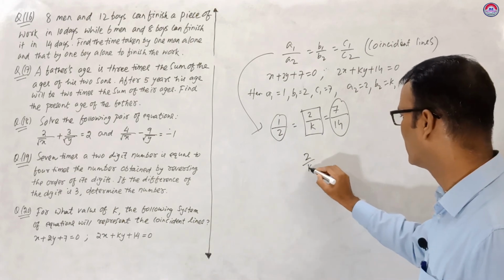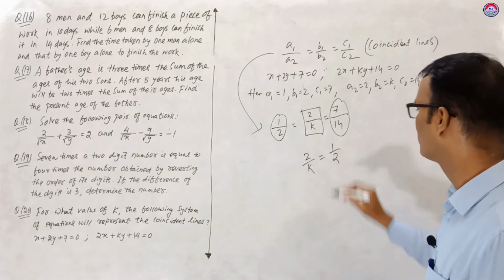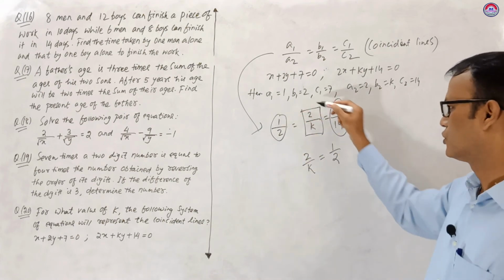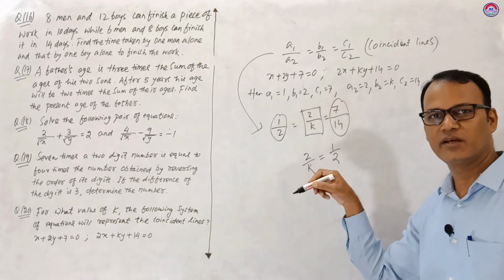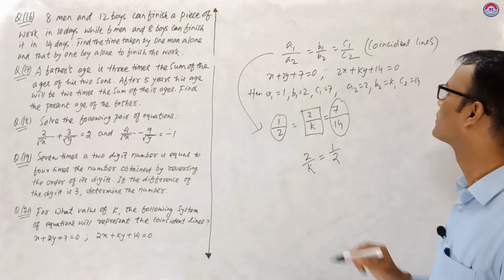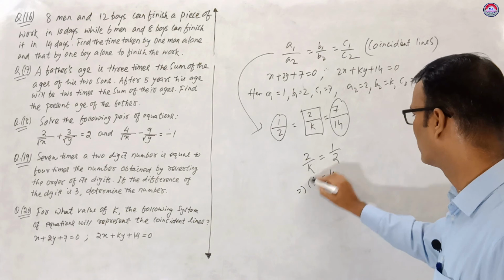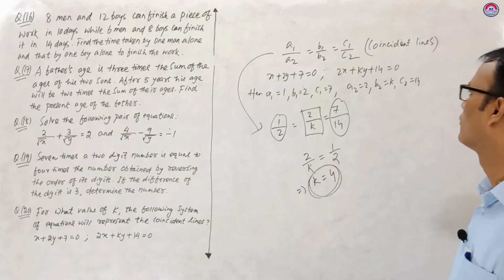So 2 by k is also equal to 1 by 2, because this is 1 by 2 and this is 1 by 2. So 2 by k must be 1 by 2. Cross multiply, so k equals 4. So the value of k is 4.